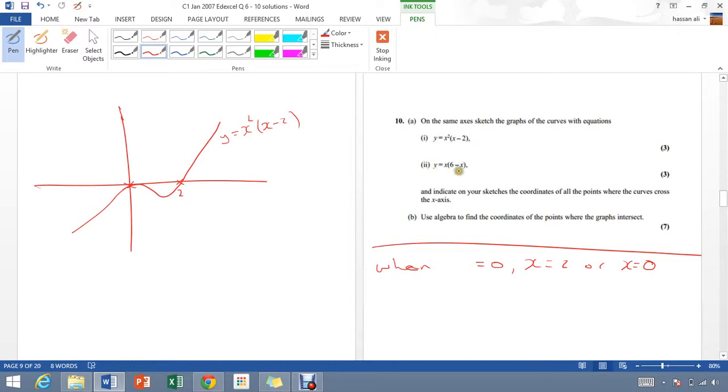Alright, the next one is on the same axis, so make sure you read that: y equals x times (6 minus x). So now over here, when y is 0, x will equal 0, or x will equal 6. So again, you have the same point there, and x will equal, let's call that 6 over there.